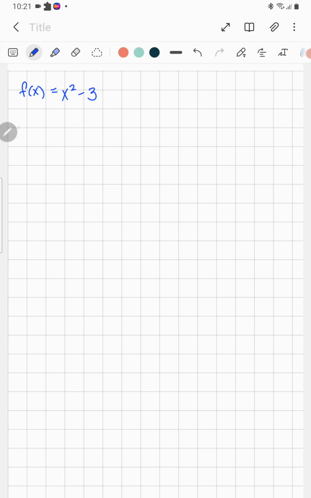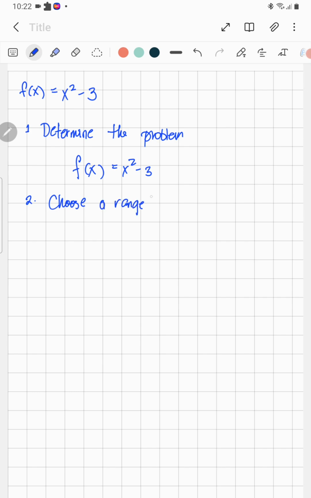So we just did step 1, because step 1 was actually to determine the problem. And our problem was f of x is equal to x squared minus 3. Number 2. According to the instruction, sabi niya dito, choose a range of x values to plot the graph.